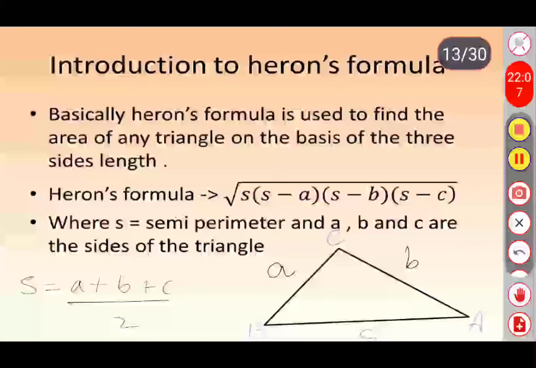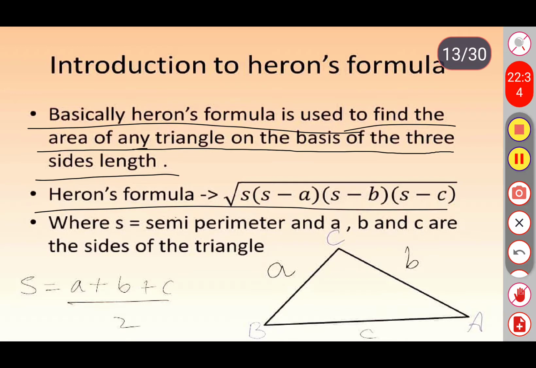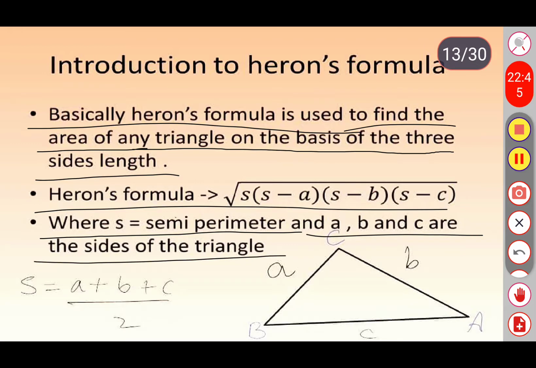Let's see the introduction of the chapter. Basically, Heron's formula is used to find the area of any triangle on the basis of the lengths of three sides. Once we know the three side lengths, we can easily find the area of that triangle. Heron's formula is square root of s into s minus a into s minus b into s minus c, where s is the semi-perimeter and a, b, c are the lengths of the three sides of the triangle.